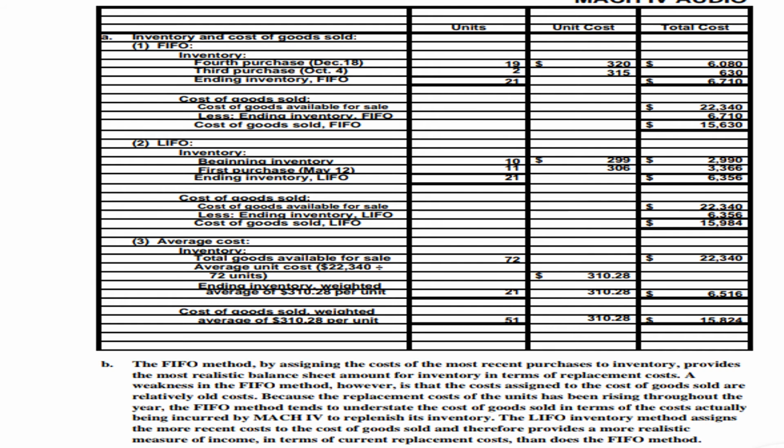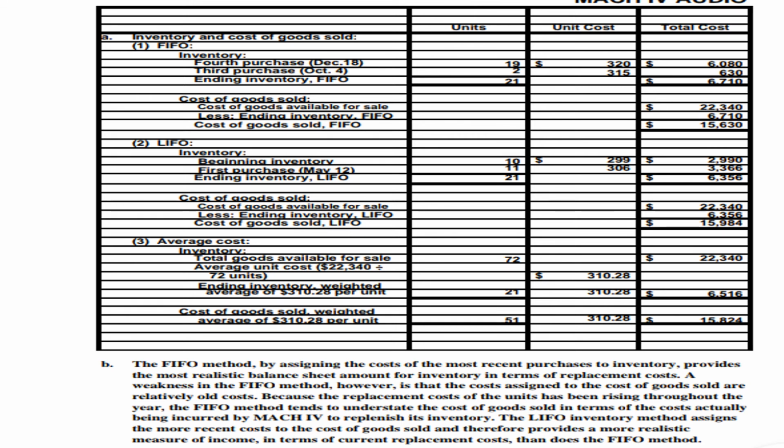As we know, we have 21 units in the ending inventory, and in the fourth purchase we have only 19 units. So 19 units we have taken from the fourth purchase, and 2 units from the third purchase. In the fourth purchase the per unit cost was 320, and in the third purchase the per unit cost is 315. The total cost of ending inventory is 6,080 from the fourth purchase and 630 from the third purchase, so the total cost is now 6,710. So this is the amount of ending inventory.